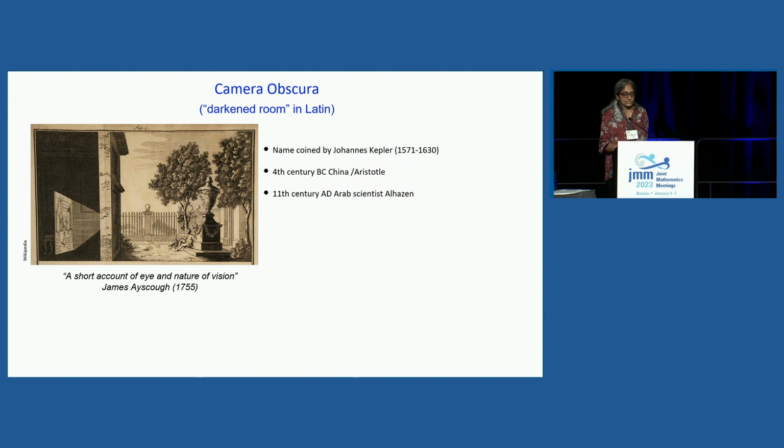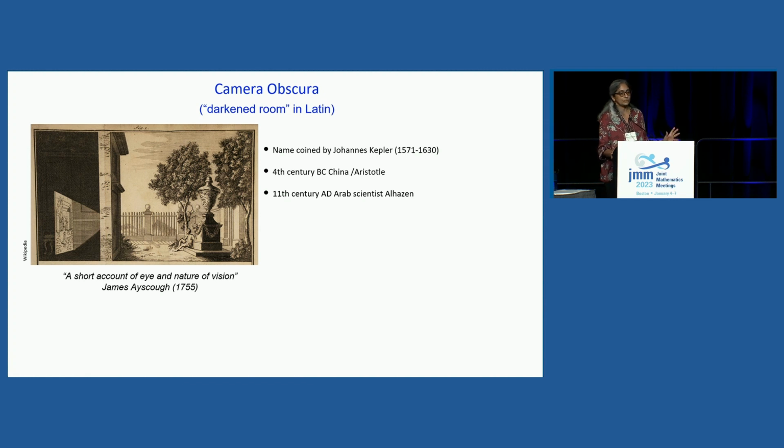Okay, so let me start with a little history of the pinhole camera. So the pinhole camera is known as the camera obscura in the literature, and this literally means a darkened room in Latin. So the name is due to Johannes Kepler from the 1600s. And the principle is simply what you see in the picture.